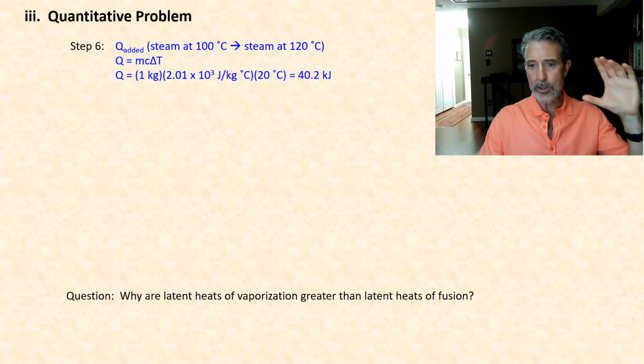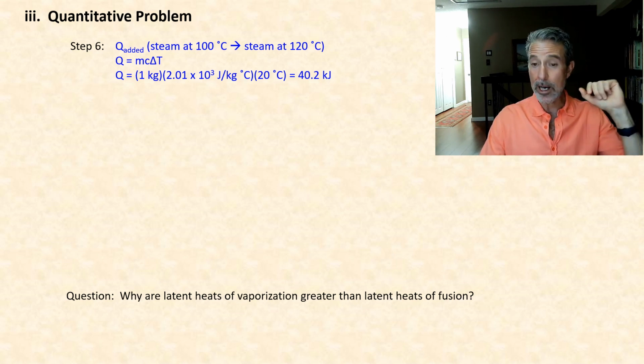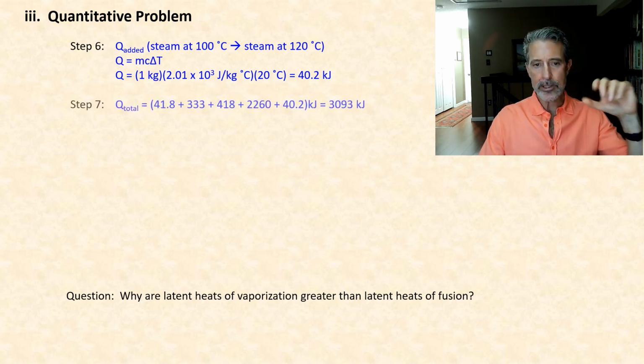Now remember, the problem asks us to find the total amount of energy required to bring 1 kilogram of ice at negative 20 degrees Celsius up to steam at 120 degrees Celsius. So this requires us to add the total amount of heat we figured out in each step, to get the total amount of heat for the entire change we're talking about here. So when we add up all of the heats from each of the steps, we end up with a total amount of heat added of about 3,093 kilojoules.